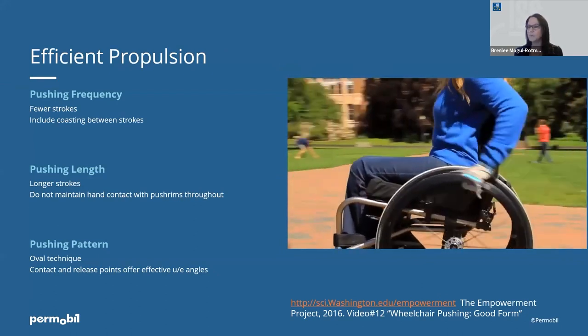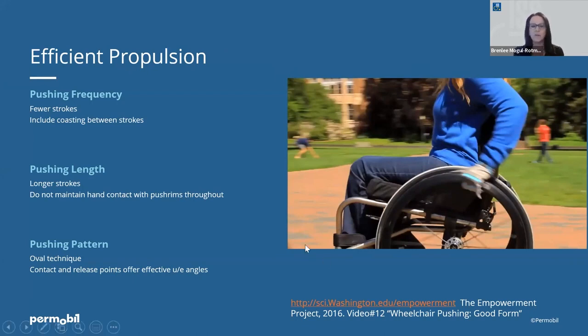When we talk about efficient propulsion, basically, it requires optimal configuration and setup of the manual wheelchair, as we know. And so for optimal maneuverability of the manual chair, we'd like to see fewer push strokes, more coasting between the strokes. Longer push strokes allow that wheelchair rider to get stronger and have a more effective stroke. And then the propulsion pattern obviously makes a difference as well.